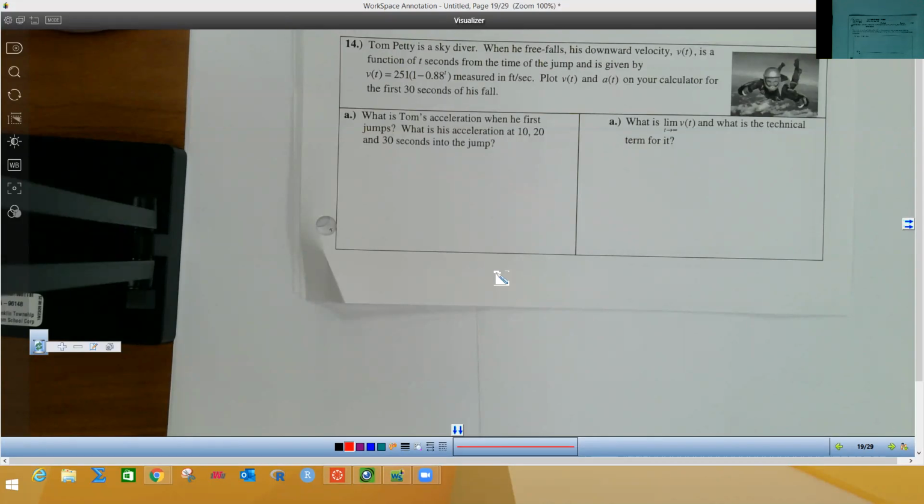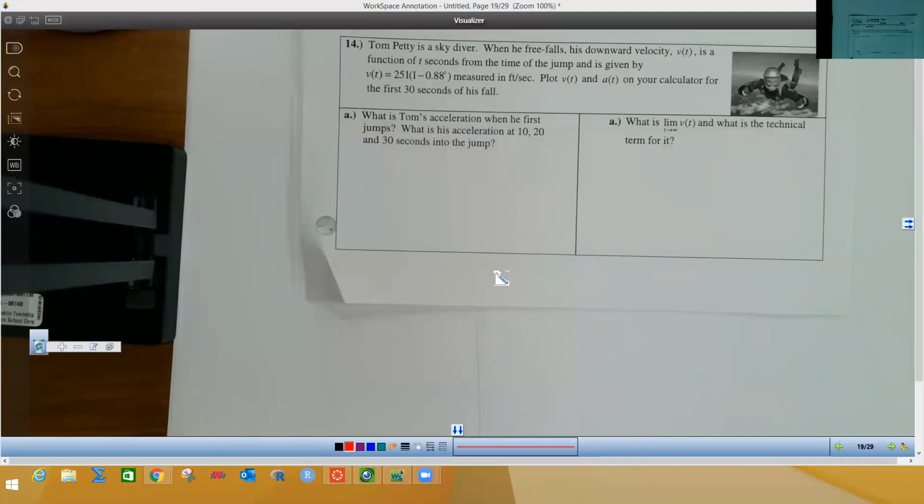We're doing position, velocity, acceleration. Tom Petty's a skydiver. I thought he was a singer. When he free falls, his downward velocity, v of t, is a function of t, seconds, from the time of the jump, and is given by velocity equals that function in feet per second. Plot v of t and a of t on your calculator for the first 30 seconds of his fall.